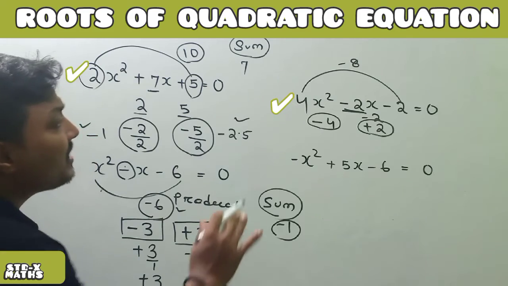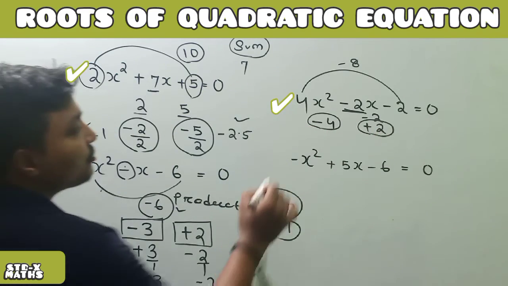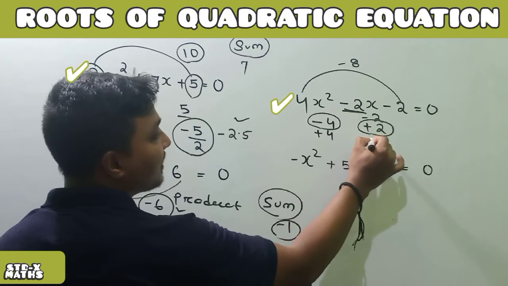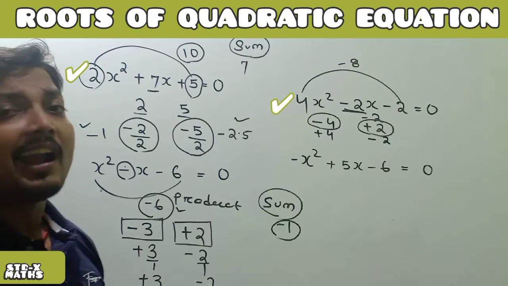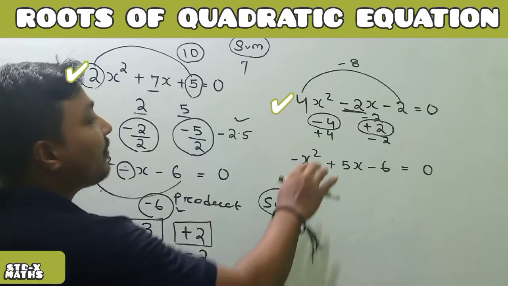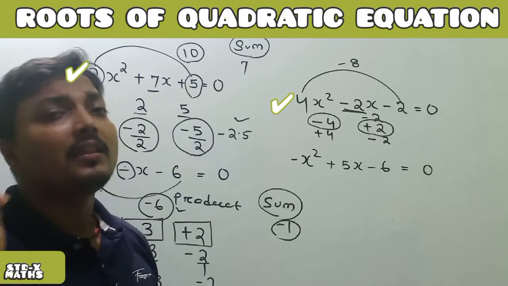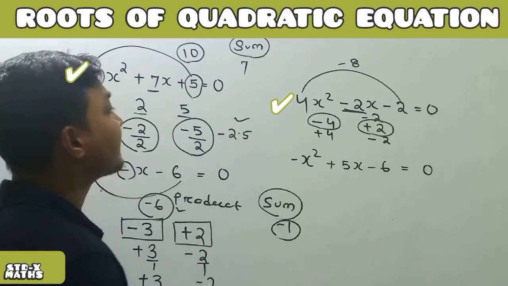Second step, we just have to change the sign of both the numbers. So changing the sign, it becomes plus 4 and minus 2. Second step ready. The third and last step is, whatever numbers you obtain after changing the sign, you have to divide these two numbers by the coefficient of x square.